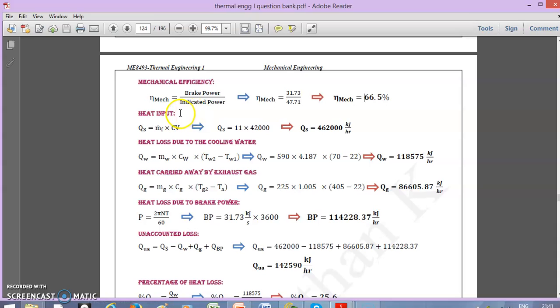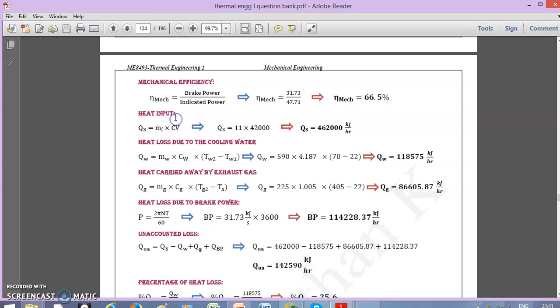And next we have to draw the heat balance sheet. So for the heat balance sheet, we have these many categories. The first one is input. Always your input is heat input, and the outputs are: useful heat due to brake power, heat loss due to cooling water, heat carried away by exhaust gas, and unaccounted heat loss. These many are the outputs.